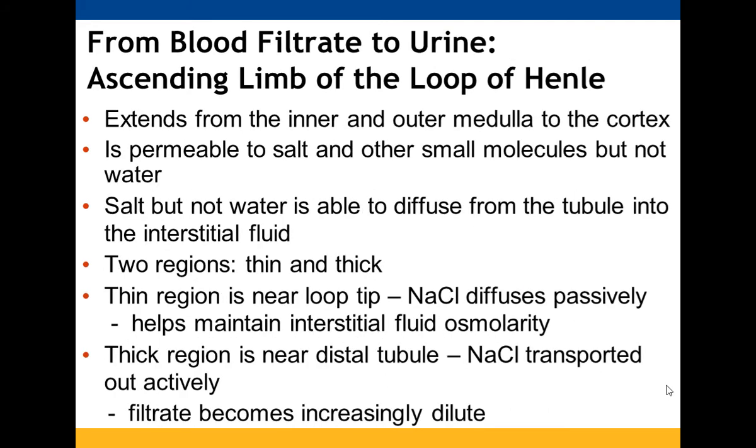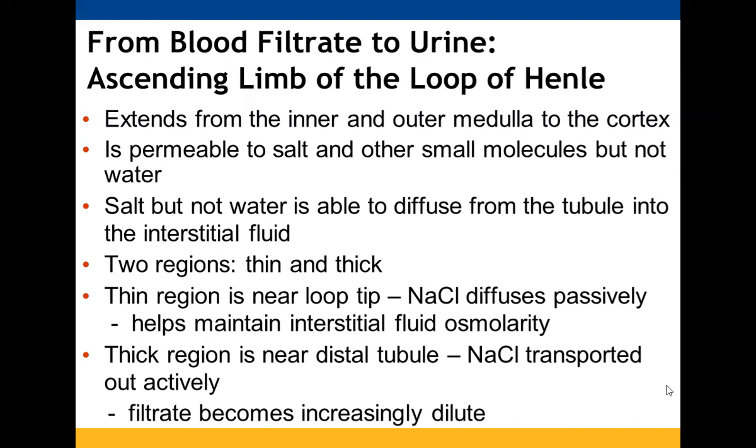When we move back up into the ascending limb of the loop of Henle, we're moving from the medulla to the cortex. It's at this point that the loop of Henle is permeable just to salt and other small molecules, but water has to stay put. So now we're working against the osmolarity of the interstitial fluid.